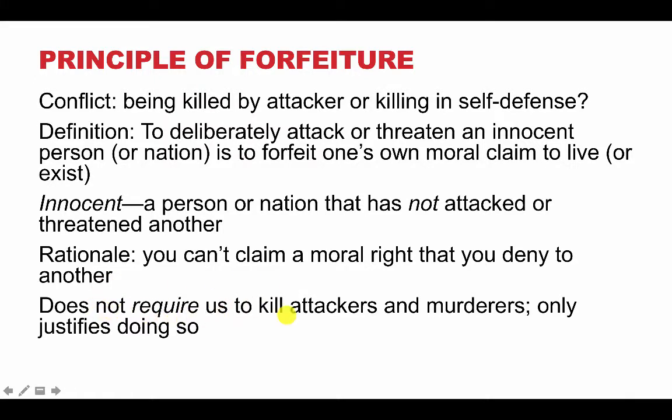Does this require us to kill attackers and murderers? No. It just says that it's justifiable, right? That if it happens, someone attacks you with the intent to kill, do I have to kill them back? No. If I could just stop them and wait for the police or whatever, and they go through due process and all that kind of stuff, then that's fine. In that case, maybe it's preferable because then I have valued life and did not use the principle of forfeiture.